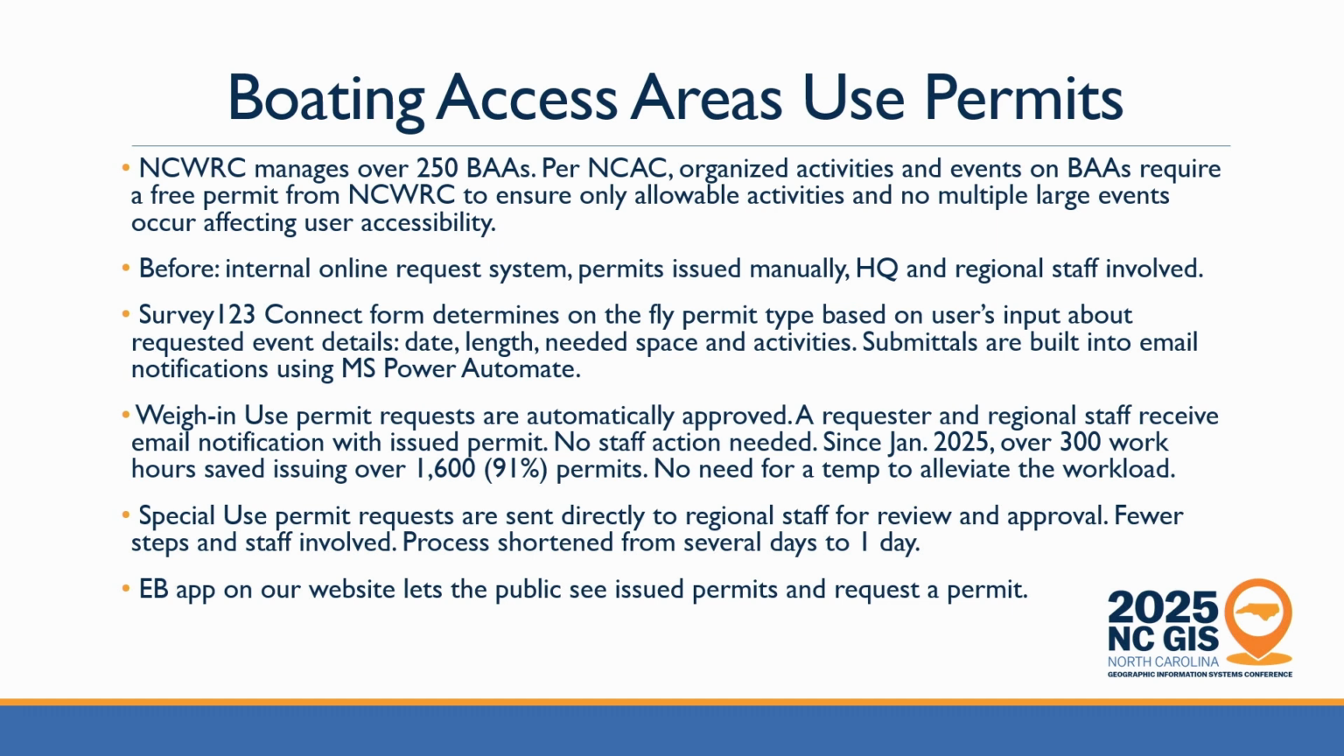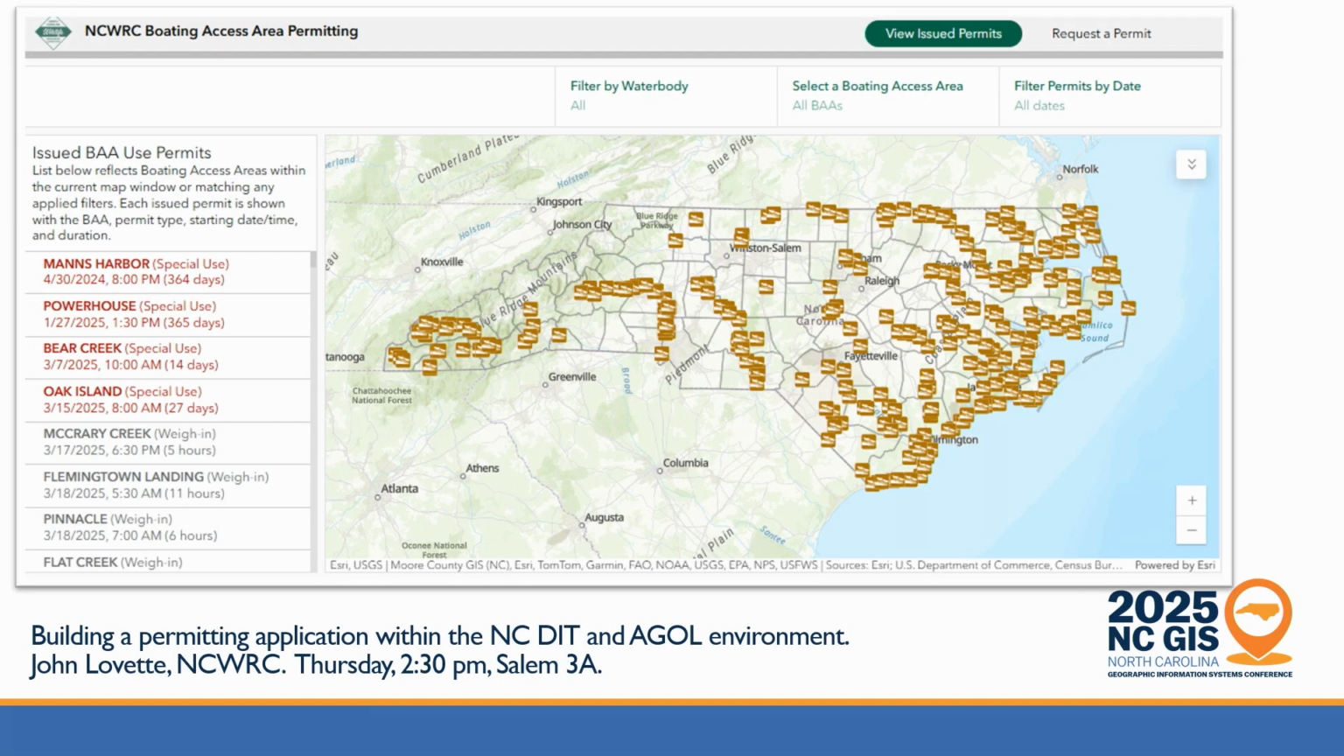On top of this solution, we built an Experience Builder application where the public can see the issued permits and request a permit. This is a snapshot of the application, where there's a list of issued permits, interactive with the map. You can search permits also by water body, boating access area, or date, and a tab in the upper right corner will take you to request a permit using the Survey123 form.